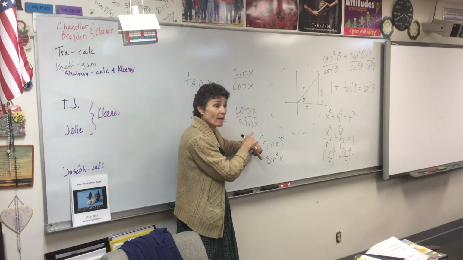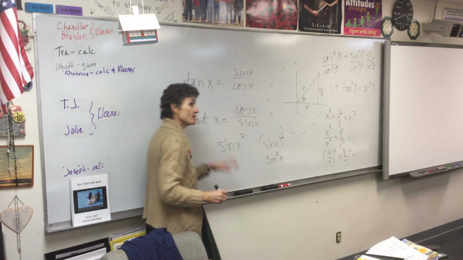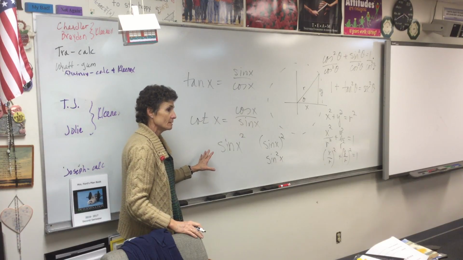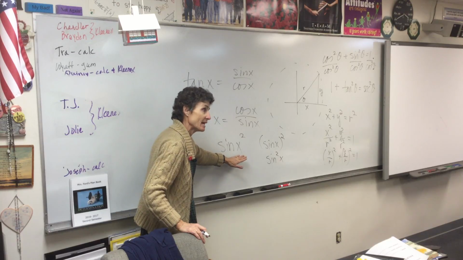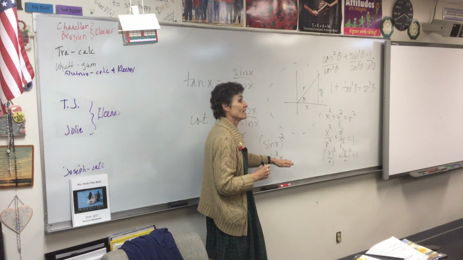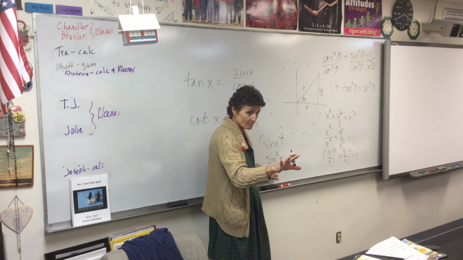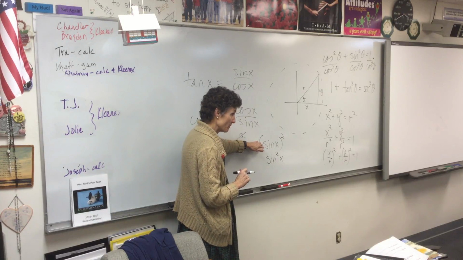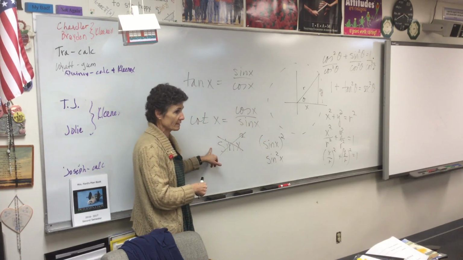If you want to write it this way, it's perfectly okay. But don't you dare write it this way. Do you see why? This looks like we're squaring the x, and that is not what we're doing. We are squaring the sine. Everybody got it? So you can either use the parentheses, or write it the way we normally write it, but don't write it this way.